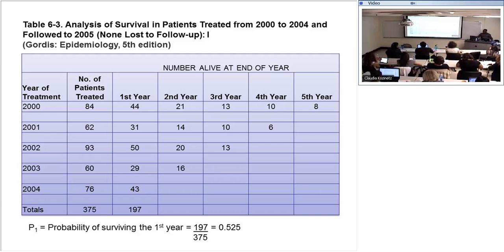So now here, we look at the probability of surviving for the first year. How do we get that? We have the total number of people who survived in the first year, and then the total number of people who started. So the total number of people we have observed for 1 year is the denominator, and the number of people who survived is the numerator. So we have that one as 0.525.